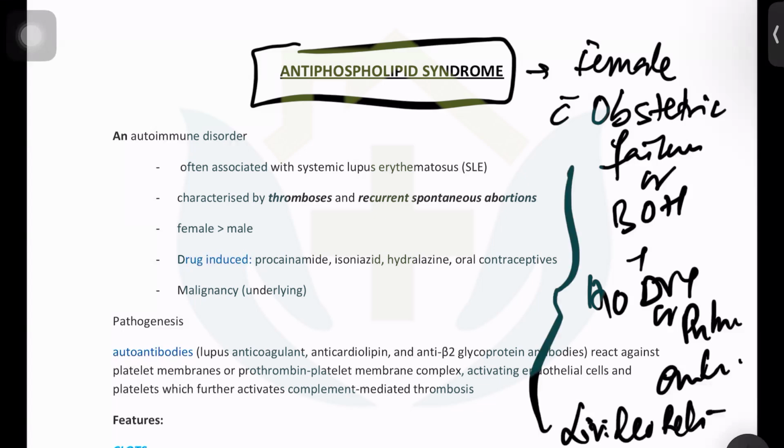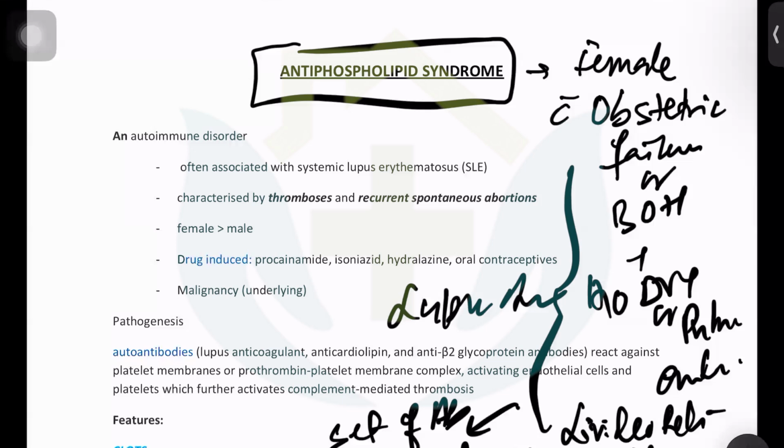And many times you will also be given the set of antibodies: anti-beta-2 glycoprotein, anti-phospholipid antibody, and lupus anticoagulant. So they will be mentioned, and you need to remember their names.